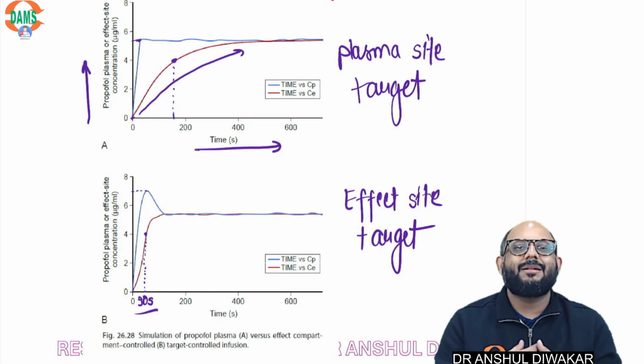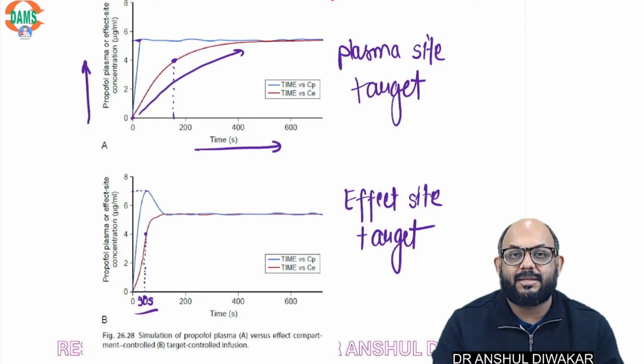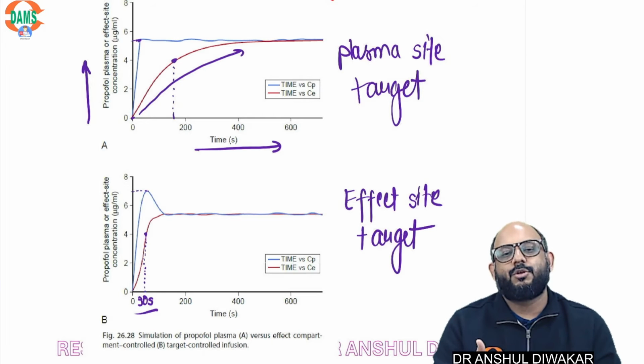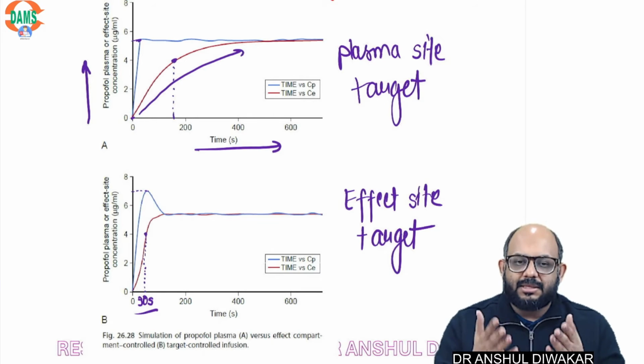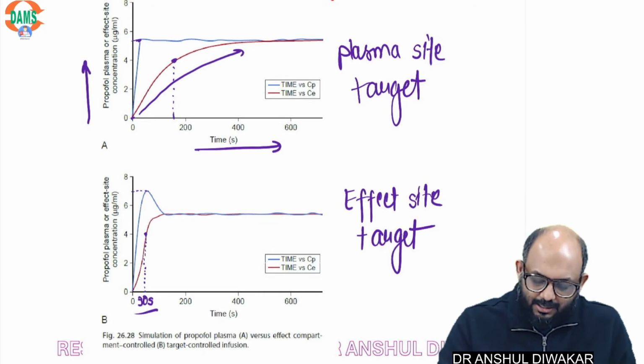Now we know adrenaline acts very fast. So the moment you give adrenaline, within 20 to 30 seconds the action will come, but you have to wait for 20 to 30 seconds. Otherwise, what will happen? You will overdose. So this is how we differentiate between plasma site and effect site targeting.